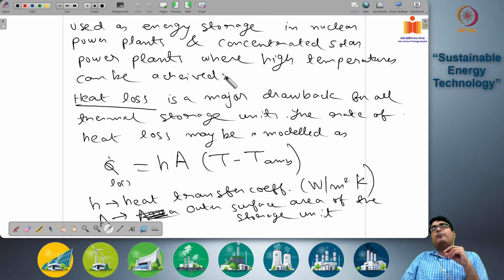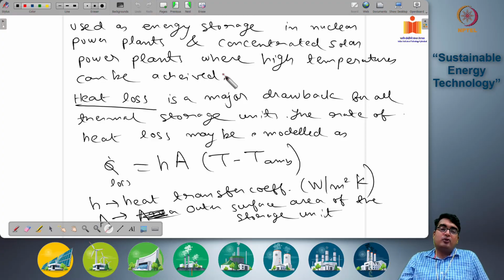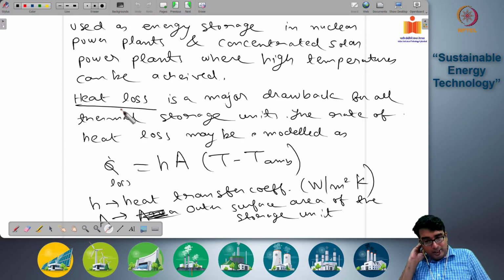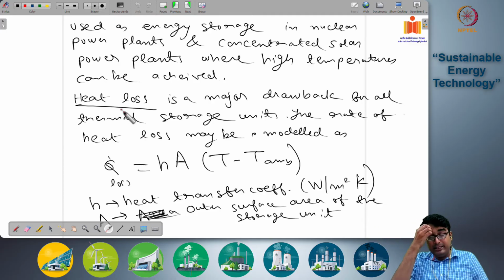Similarly, nuclear power plants also run at significantly high temperature compared to traditional power plants, and there also molten salt based energy storage systems are very useful. Now the main drawback of all thermal energy storage systems is heat loss. Heat loss is inevitable. Regardless of the insulation you are using, you will get significant heat loss when you are storing that thermal energy for a large amount of time in any medium, whether it's a phase change medium or a latent heat based medium.